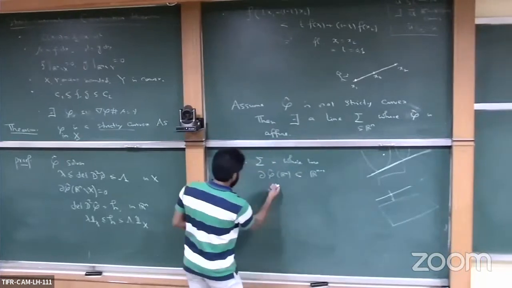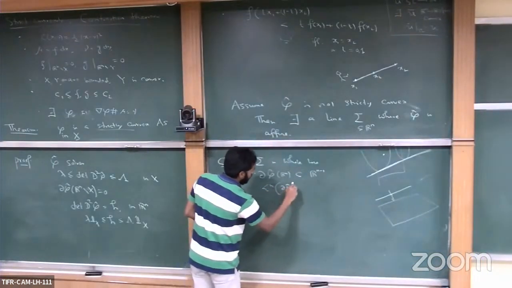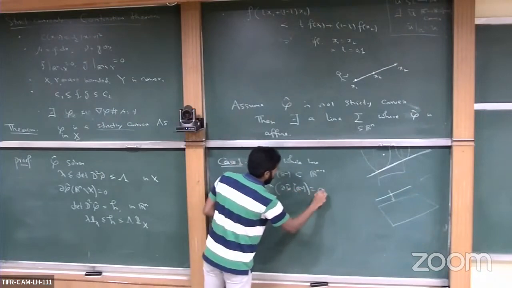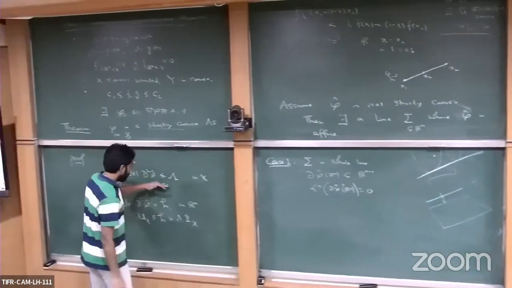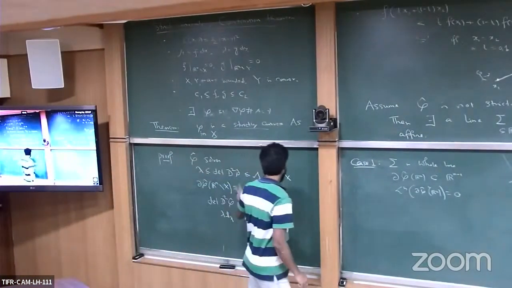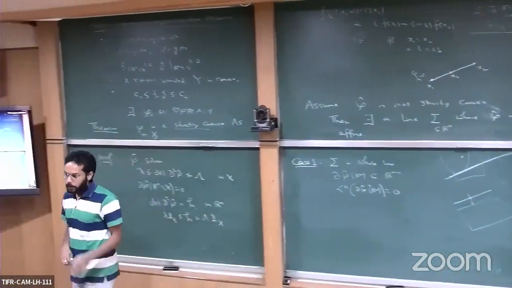Okay. So in that case, consider the Monge-Ampere measure. Then it vanishes. But our equation says that the Monge-Ampere measure does not vanish inside X, right? It stays away from 0 inside X. So this case is not possible.